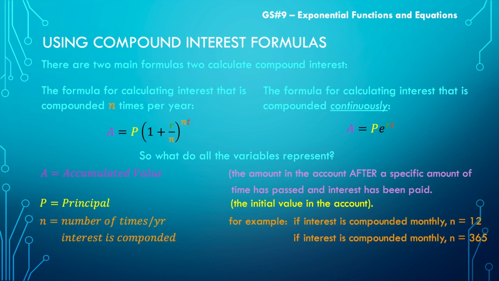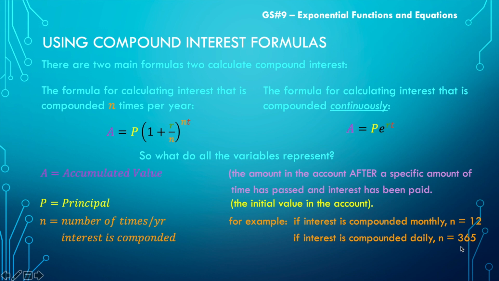n represents the number of times per year that interest is compounded. Notice that n is only in one of those formulas. If there's a specific number of times per year that your interest is being paid, then we're going to use that formula and use n as that number. For example, let's say our interest is compounded monthly. How many times per year is that? That would be 12, so n would equal 12 here. But if your interest was compounded daily, how many times a year would you get paid? That's your n value, and that would be 365.